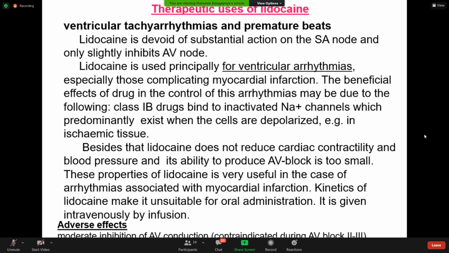Kinetics of lidocaine make it unsuitable for oral administration. It is given intravenously by infusion to stop ventricular arrhythmias. Adverse effects are moderate inhibition of AV conduction, so that's why we can't use this drug during AV block of the second degree or third degree. CNS effects such as confusion, dizziness, and tremor. In general, this drug is well tolerated.